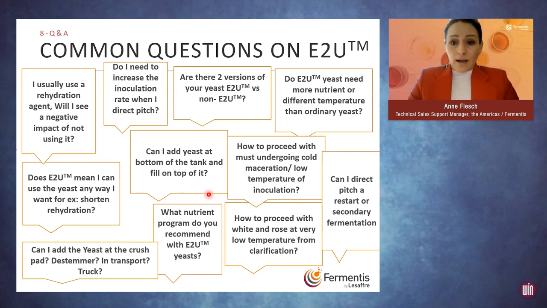I think I have answered most of this question. How do I proceed with must undergoing cold maceration, low temperature of inoculation? I think I answered that. You can use the yeast earlier on in pre-fermentation as long as you are really making sure the fermentation doesn't start. And these were some of the most asked questions that I received about direct pitching.